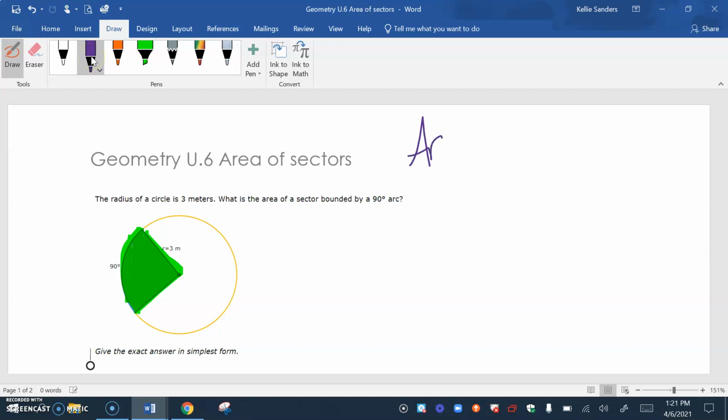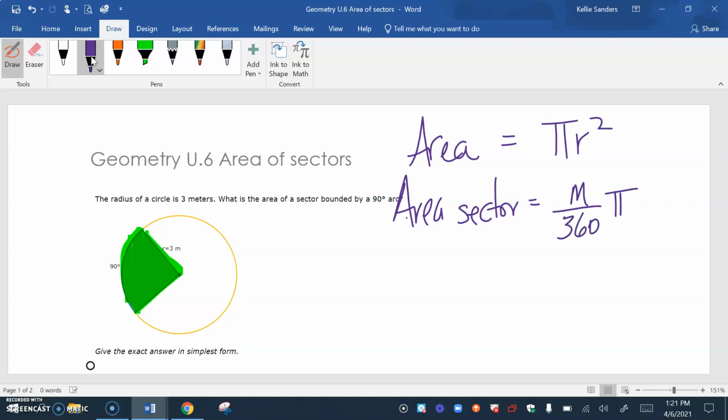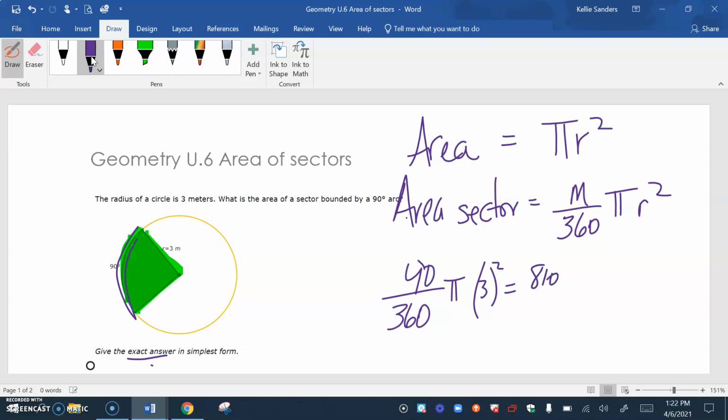Now, how do we find the area of a full circle? Pi r squared. So the area of a sector is just like the length of an arc. You take your angle measure over 360, and that gives you the fraction of the circle that you'll be using, times pi r squared. So if we have a 90 degree sector over 360, and we want an exact answer, we leave pi, and our radius is 3, and then we square it. 3 times 3 is 9, and 9 times 90 is 810 over 360 pi, and then we're going to put that in our calculator.